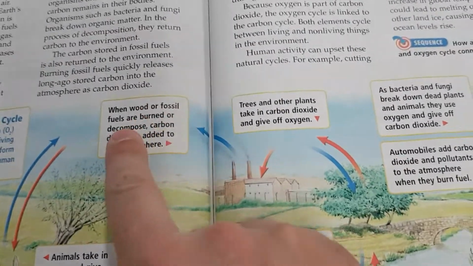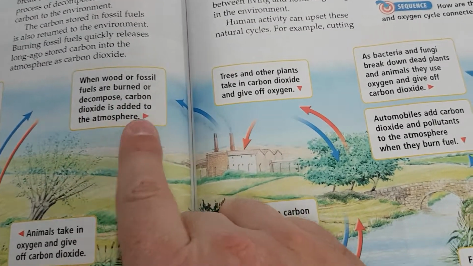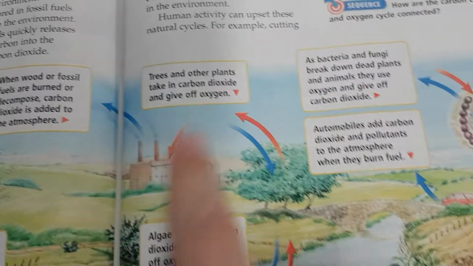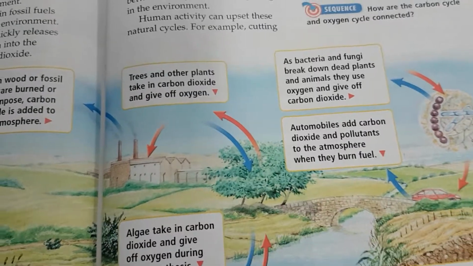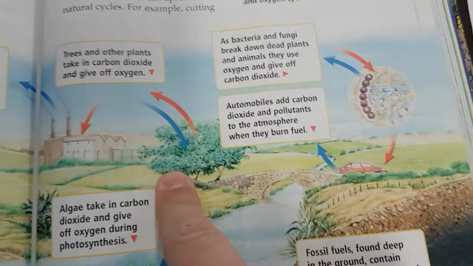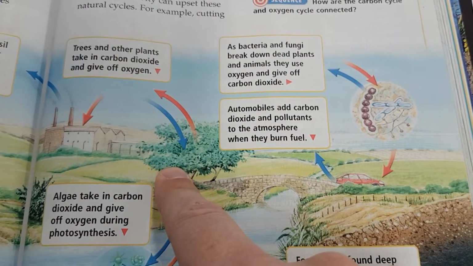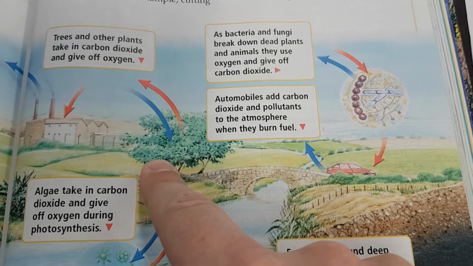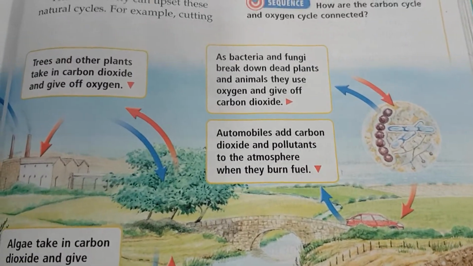Okay, what else? When wood or fossil fuels are burned or decompose, carbon dioxide is added to the atmosphere. Getting too much carbon dioxide. Trees and other plants take in carbon dioxide and give off oxygen. Okay, that's a good thing. Trees use the carbon dioxide, create sucrose or sugar for energy storing, and they give off oxygen that we can breathe for respiration.